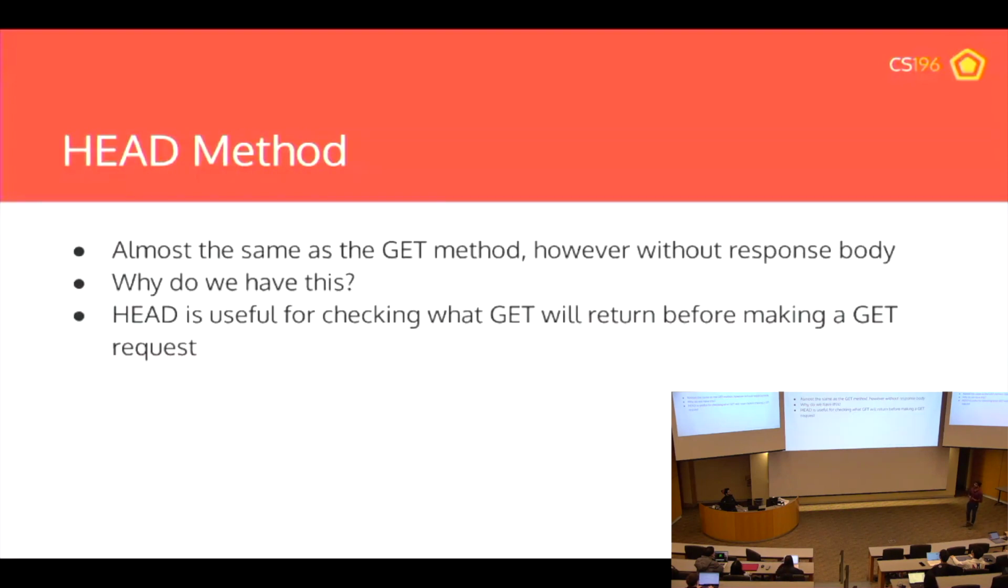Finally, we have the head method. So this is almost the same as the get method, except without a response body. So that doesn't make sense. I thought get was just for getting things, right? That's probably what you guys are thinking. Well, head is good when we want to just see what we're getting before we have to download the whole file. So for example, if you're about to download a huge JSON file, instead of wasting time actually downloading this huge thing, you can use head to check first and then download it once you know exactly what it is, or reject that download.